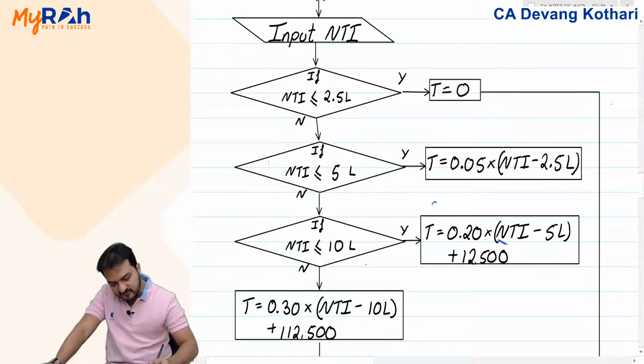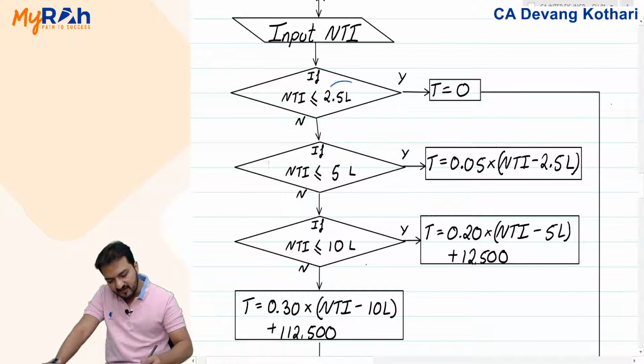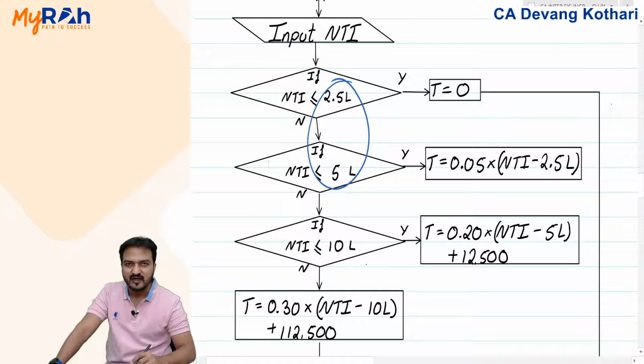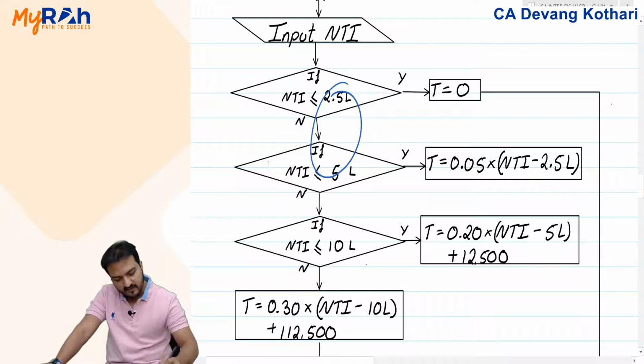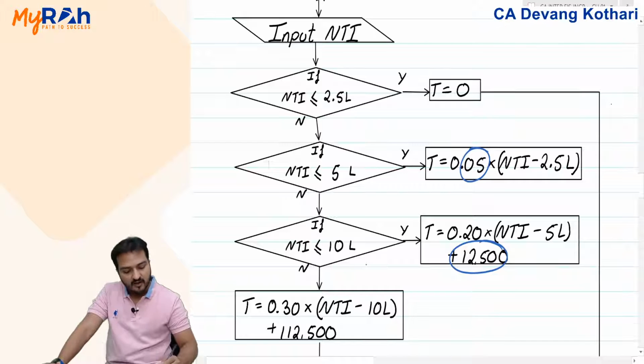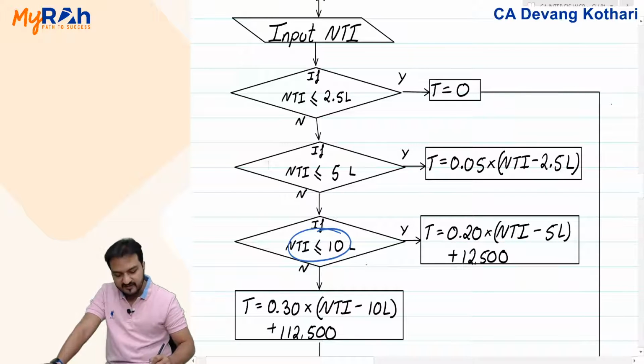Why? Because if you have reached the third slab, meaning you have already earned the entire income in the second slab. So on the entire income of second slab, 2.5 lakhs, you pay 5%, so 12,500 you have to pay, plus 20% of income above 5 lakhs you pay. I hope you remember that calculation.